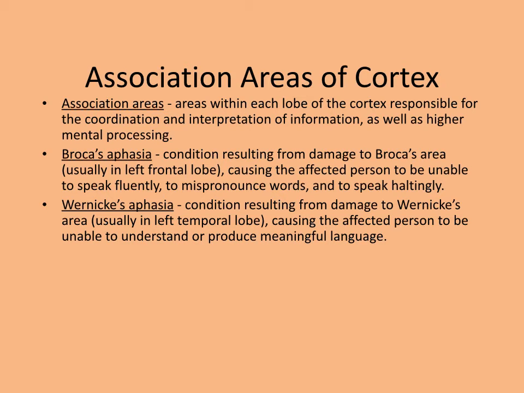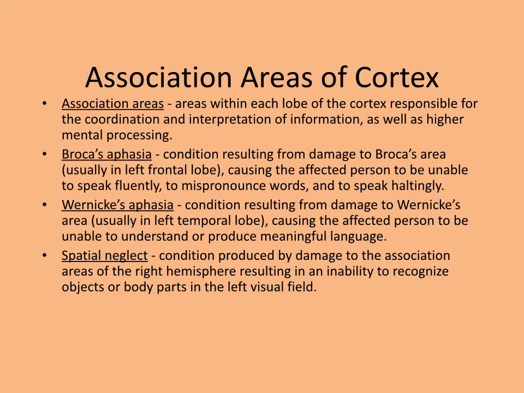Language comprehension. So when we have Wernicke's aphasia, it means we have damage to our ability to understand meaningful language. Now, when we have our association areas, we also have something called spatial neglect. It's caused by damage to an association area of the right hemisphere, resulting in the inability to recognize objects or parts in the left visual field. So what happens is if we have too much damage to one side of the brain, we can lose our ability to control that part.